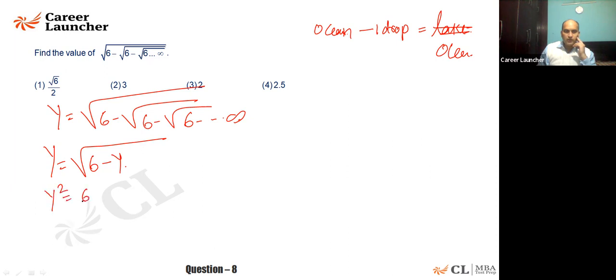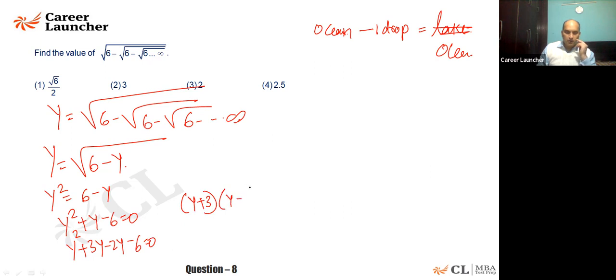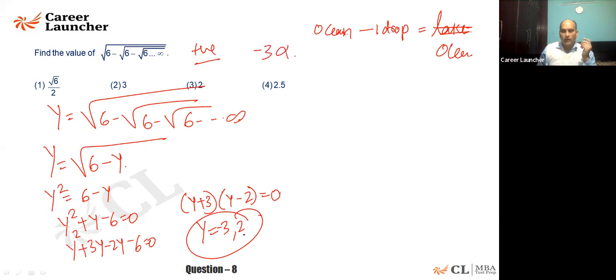Squaring on both sides, I'll say y square is equal to 6 minus y. I can say y square plus y minus 6 is equal to 0. I can say y square plus 3y minus 2y minus 6 is equal to 0. I can say the two factors are y plus 3 and y minus 2. Yes, these are the two factors. So I'll get y is equal to minus 3, sorry, or 2. Now I know it cannot be a negative value because it is a square root of some term, and subtracted, it must be a positive term. So it cannot be equal to minus 3. That is gone. I'll say the possible value of this is 2. The answer is option number 3. Is that clear?